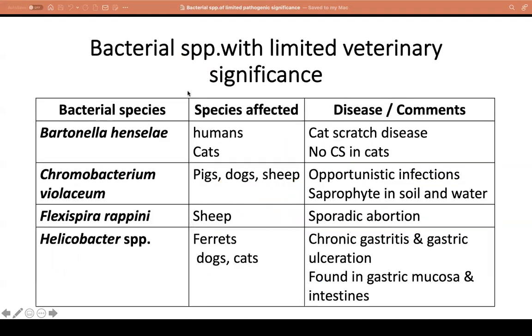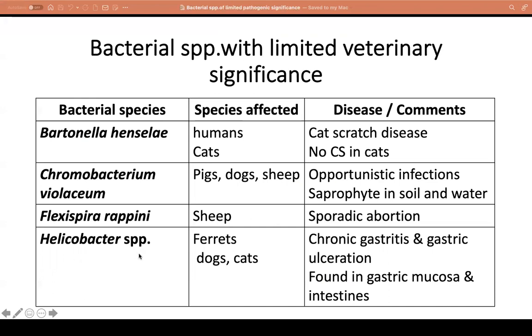So this table shows the bacterial species with limited veterinary significance. We have mentioned Bartonella henselae. In humans, the disease is cat scratch disease. In cats, there are no clinical signs manifested. Next, we have Chromobacterium violaceum in pigs, dogs, and sheep that is known to cause opportunistic infections. It is also known to be a saprophyte in soil and water. Flexispira rappini in sheep is a cause of sporadic abortion.